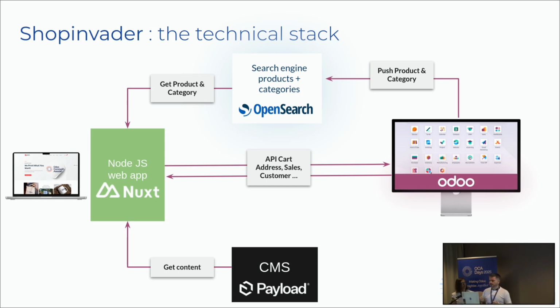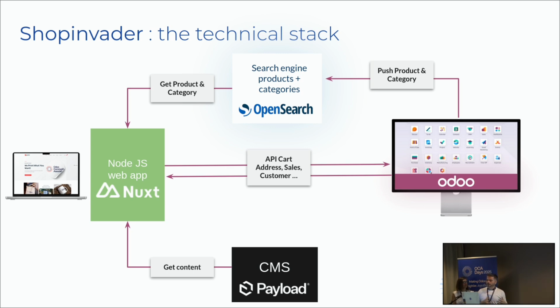The website will consume content from a headless CMS. Here we use Payload, but we can imagine using, for example, Strapi. This CMS stores the content of the website, the homepage content, for example, and the website will just consume this content to display the homepage or a specific page of the website. The idea is to keep the content completely separate from the front end.